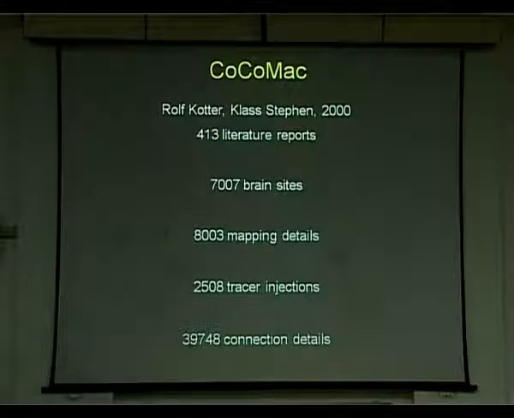Now, CoCoMac did this: they looked at each literature study and at the brain sites the tracer was injected into, and whether it flowed to the target sites, source site, target site. And between two different literature reports, they also found a mapping. One literature study was studying some region here, the other literature study was studying another brain site. They claimed a mapping between those two brain sites. So let me give you a detail about it.